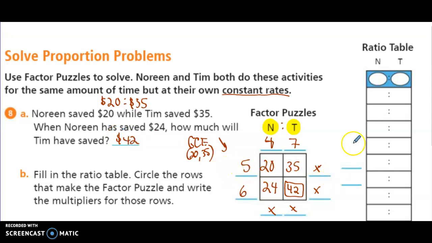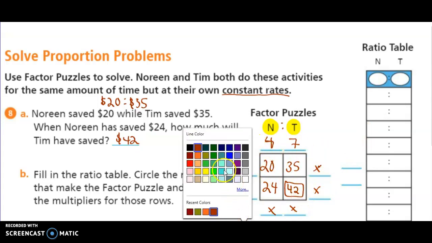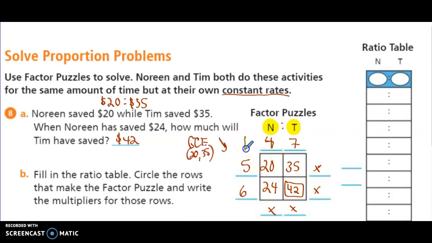And then how does this factor puzzle transition? I'll use a different color here to highlight it. Transition is this outside factor, what was originally called a linking unit in your Math Expressions vocabulary, but that's actually the row number in your table. So if you look at it, this factor puzzle fits into this ratio table on row 5, and the bottom one is row 6.